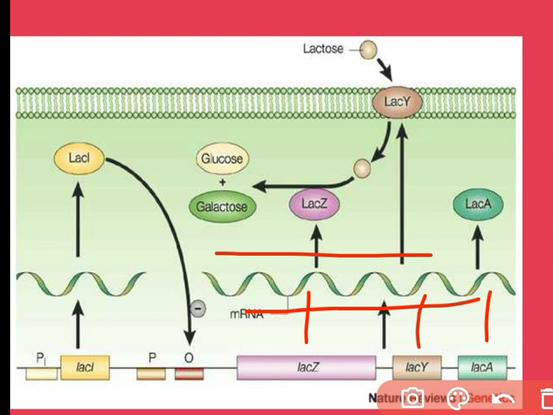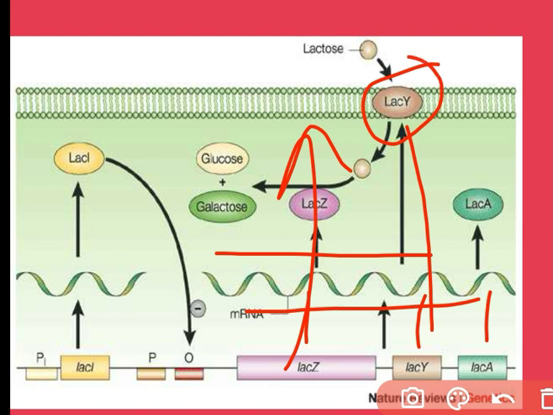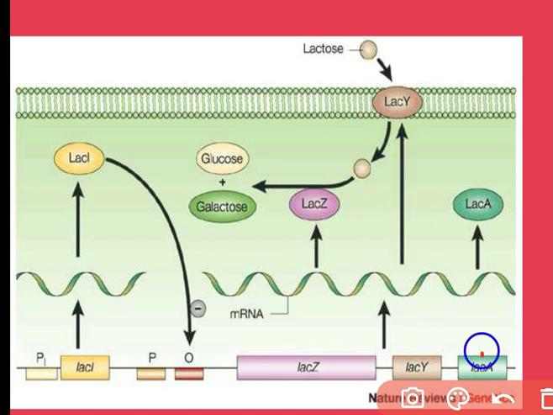The lac Z gene codes for beta galactosidase. The beta galactosidase enzyme cleaves the lactose molecule into glucose and galactose. The lac Y gene codes for the enzyme permease. This enzyme is a membrane channel protein. This membrane channel protein takes lactose up inside the cell, and lac A codes for the enzyme transacetylase, and its function is still not clear.